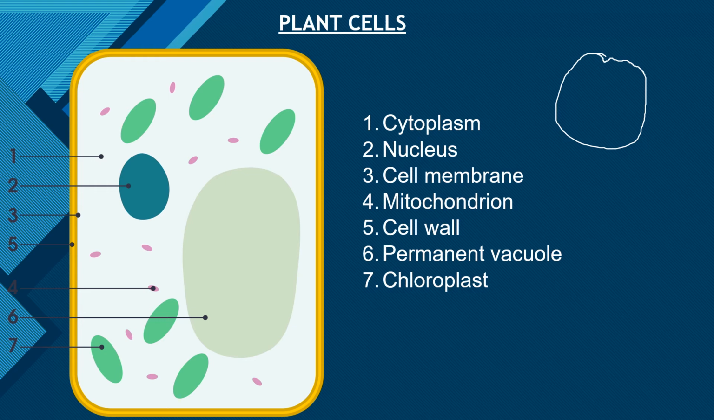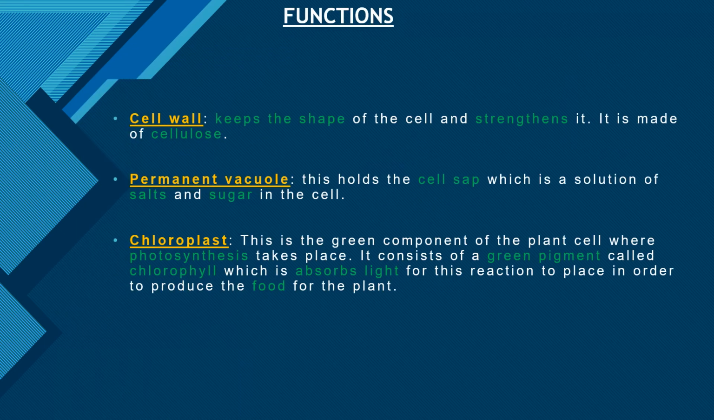Now let's look at the functions of the additional organelles of the cell for a plant cell. The cell wall keeps the shape, so as we said as part of the specification, keeps the shape and strengthens it. So shape and strengthen. So this is S and S. S and S. It is made of cellulose. And cellulose is a polymer, which is why it has this job. Polymers are really strong. It's a polymer.